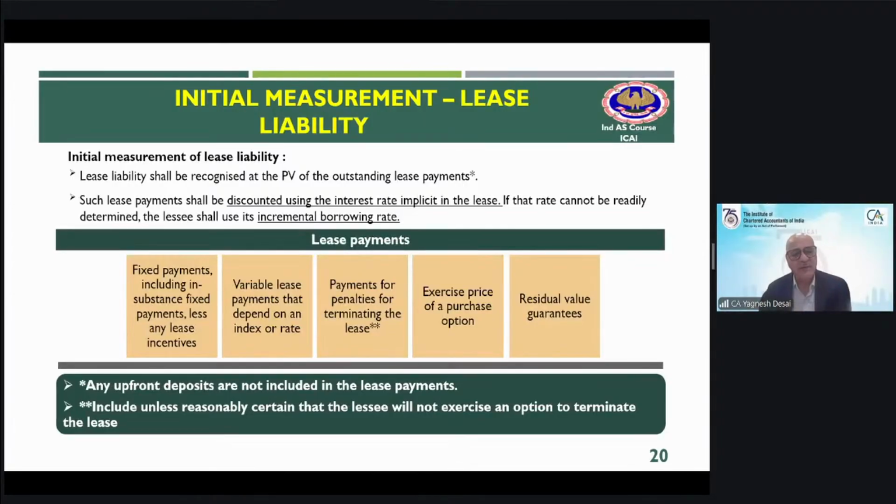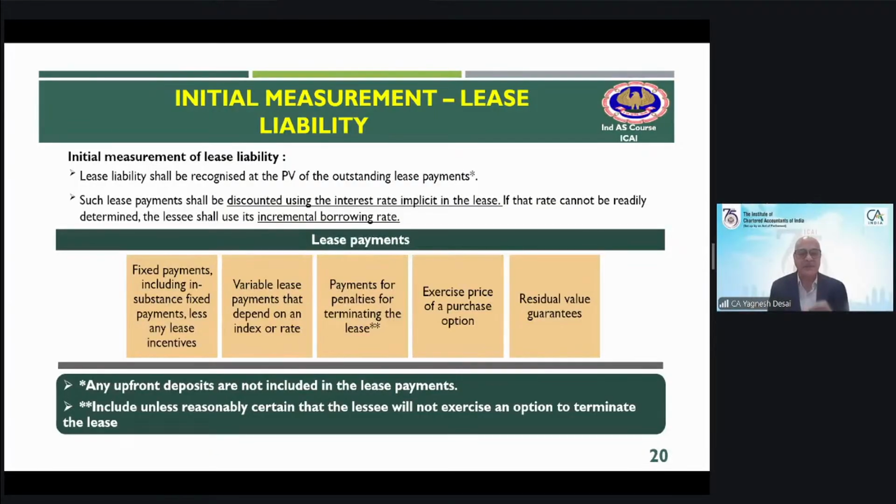So when I have linked the variable payments, additional over and above the basic fixed rental of 1 lakh, with the turnover, with the profit, not with an index or rate, hence this variable is to be expensed out. Now, the question arises, if I cannot capitalize, what do I do? I expense them out.